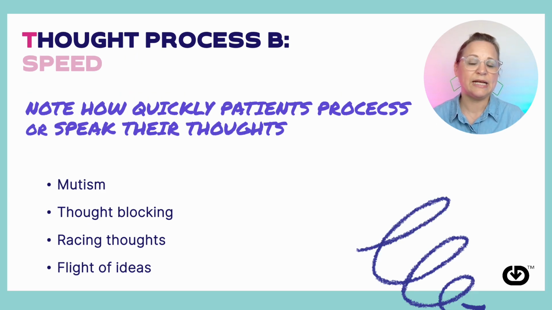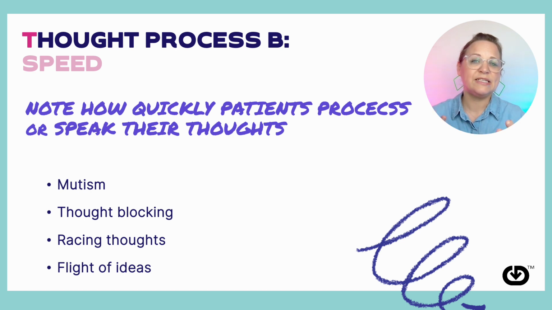The second thing we'll assess on thought process is the speed of thoughts. Note how quickly the patient processes or speaks their thoughts. For example, the patient might have mutism, where they're not speaking at all. They might have thought blocking, where they are talking with you about something and all of a sudden they just stop talking in the middle of their thought.